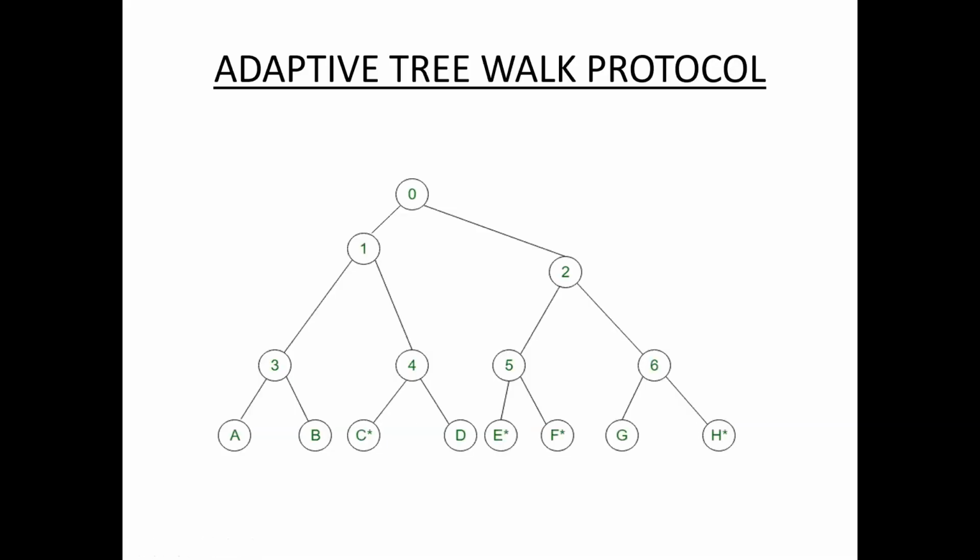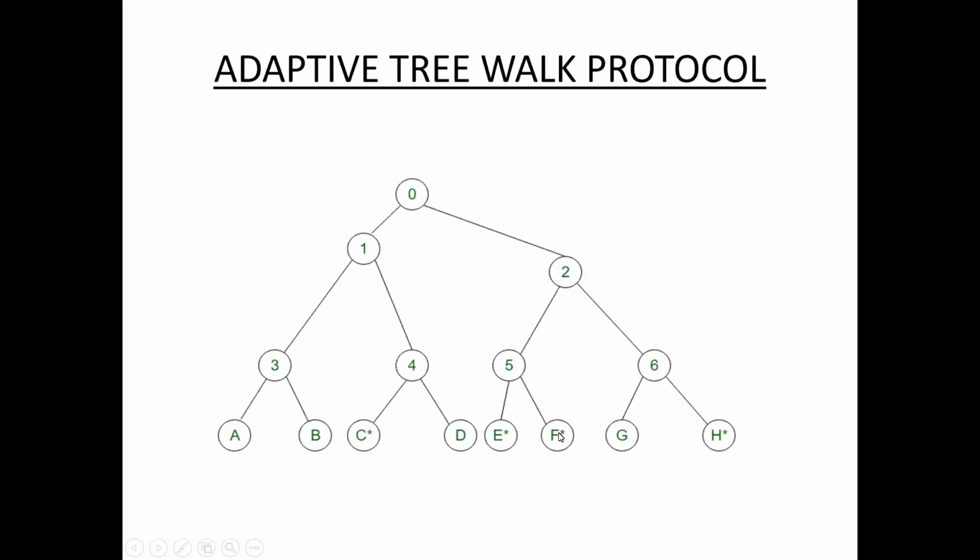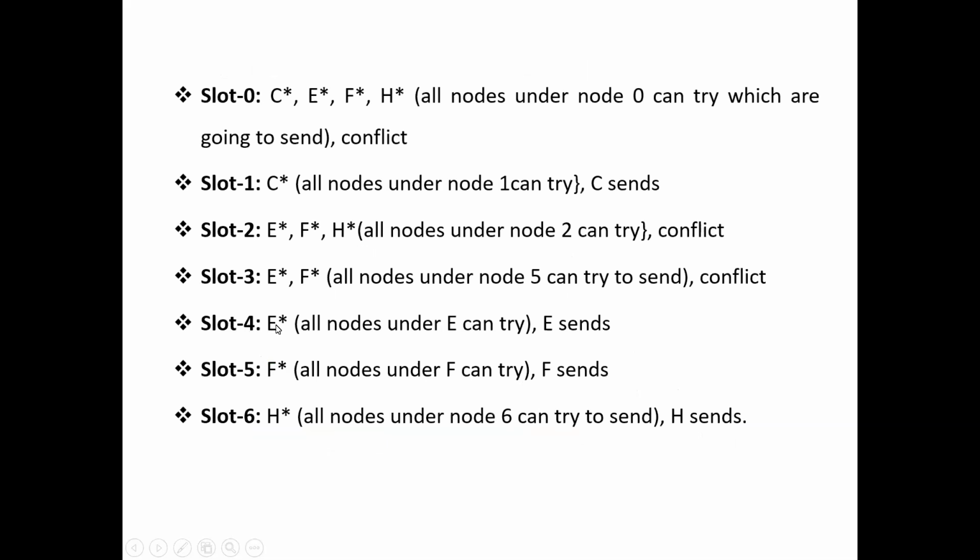So now we divide this one into two different slots again. E, F are one slot and H is another slot. Here, E and F, two stations, have to send the data, so there is a conflict. Once again we divide this into two different parts: E is one slot and F is one slot. E is slot 4, E sends. Next F is slot 5, F sends.